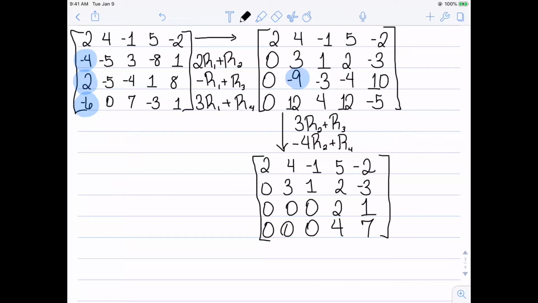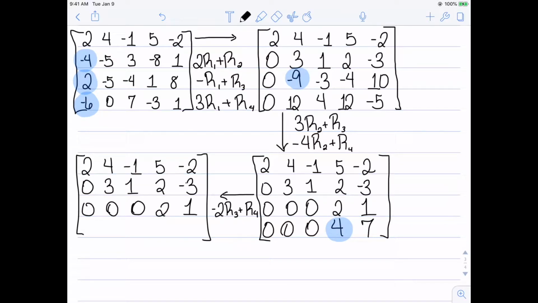And we're almost done. Our next pivot is going to be this 2, so we need to get a 0 below it. We need to turn this 4 into a 0. This time my first, second, and third rows are going to stay the same. I'm going to do -2 row 3 plus row 4. So the first 3 entries are 0 plus 0. -2 times 2 is -4 plus 4 is 0. And -2 times 1 is -2 plus 7 is 5. This matrix now is in row echelon form. So this matrix right here is my U that I wanted to find.